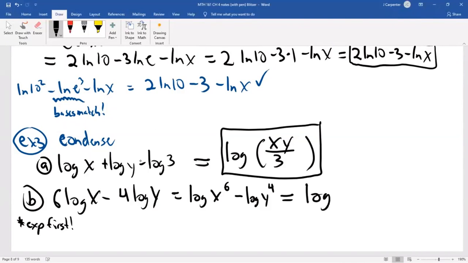So just a single logarithm, both the bases were 10, so we can do this. The x to the 6th, that's a positive logarithm, so it'll go on the top. The y to the 4th was a negative logarithm, so it goes in the bottom. And that's all we can do.